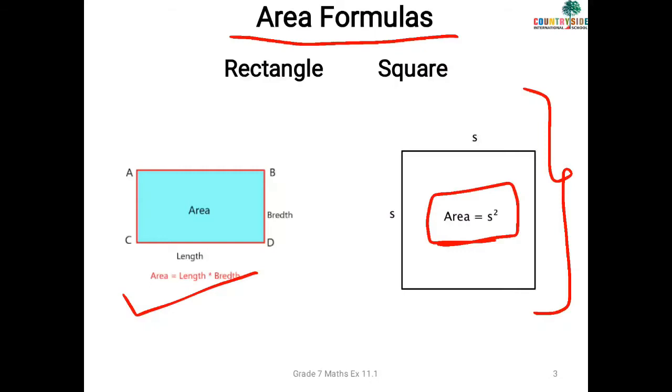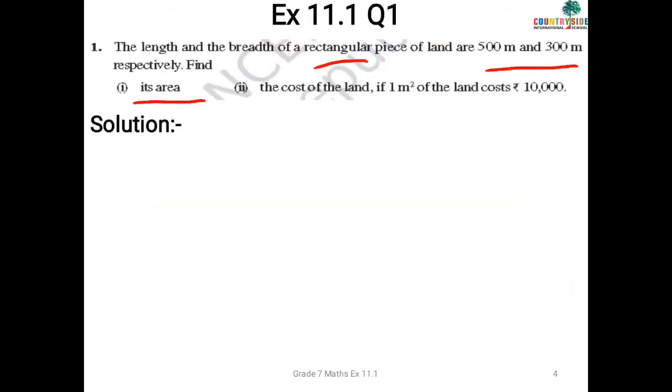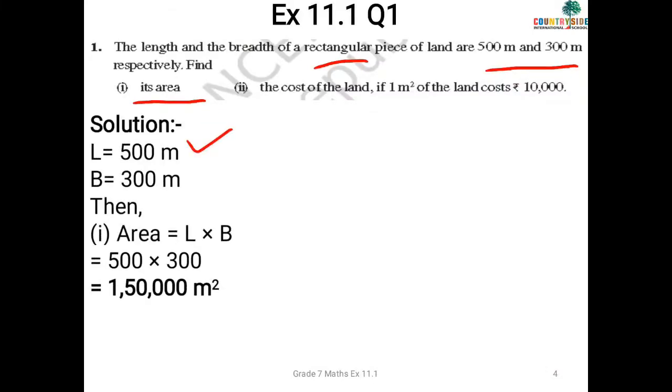So now let's start with question number 1. Now read the question very properly. The length and the breadth of a rectangular piece of land are 500 meter and 300 meter. Find its area. Okay, so if I go back, what is the area of rectangle? Length into breadth. So similarly we have to apply the formula. See, L is 500 meter, B is 300 meter, then area is L into B. So 500 into 300, that is 1,50,000 meters square. Clear? Okay, so part 1 is done.